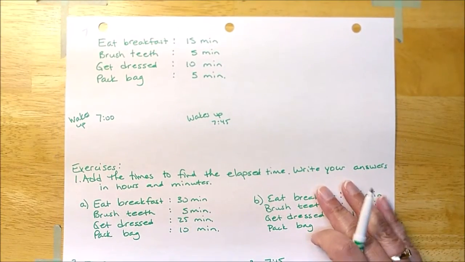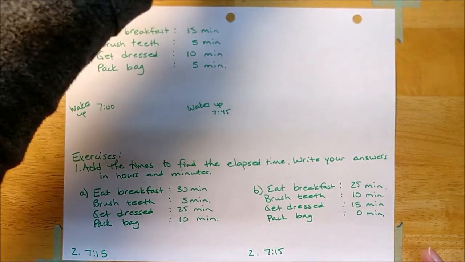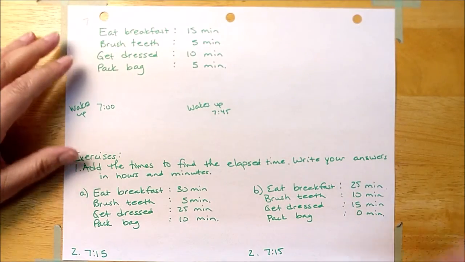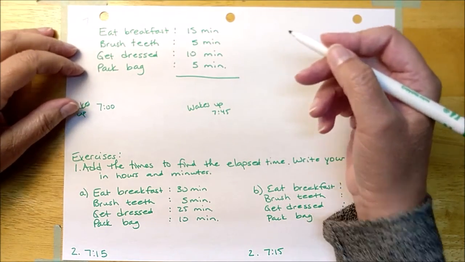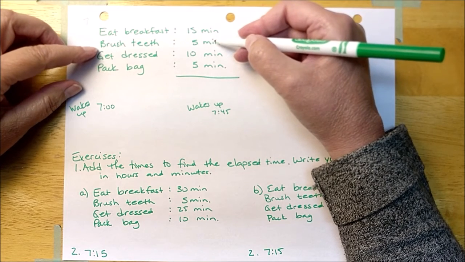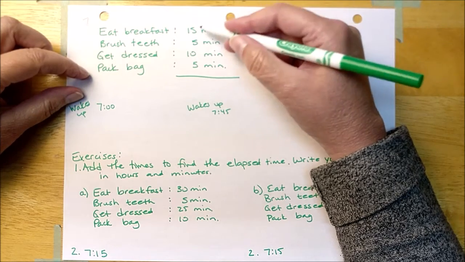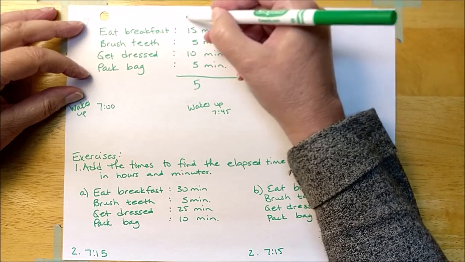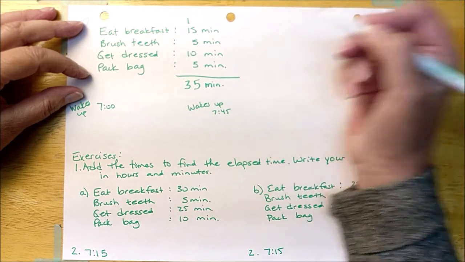All right, so here we have a different way of telling elapsed time. Instead of counting it on a number line like we were doing here, we could just add. So if we're going to add all the time that this person spends getting ready for school in the morning, they eat breakfast for 15, they brush their teeth for 5, oh, those are going to be good clean teeth, get dressed for 10 minutes and then pack their bags, how much time are they spending? So it's 5, 10, 15, carry 1, 2, 3. 35 minutes they are spending getting ready.